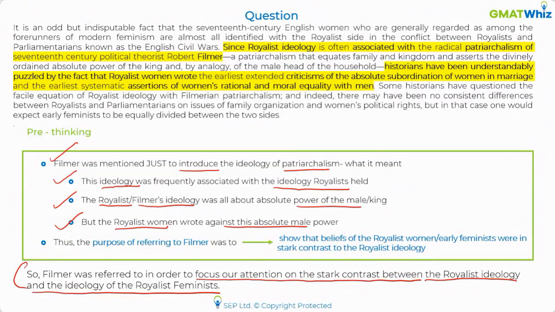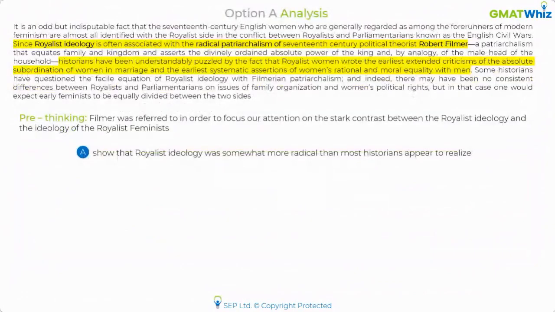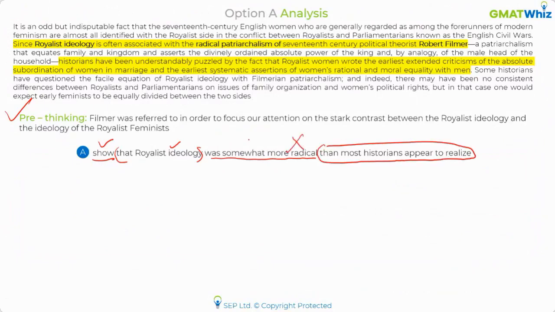Keeping that in mind, now that I've brought my pre-thinking forward, let's look at what A says. Robert Filmer was referred to primarily in order to show, okay, I can use the word show, that royalist ideology was somewhat more radical than what other historians realize. This is all wrong, totally wrong. It was not to bring about a comparison between what some historians believe and what other historians believe. So this is totally out.